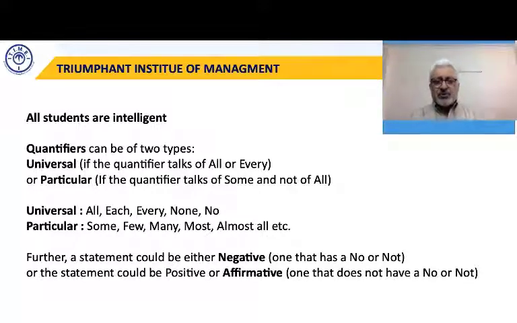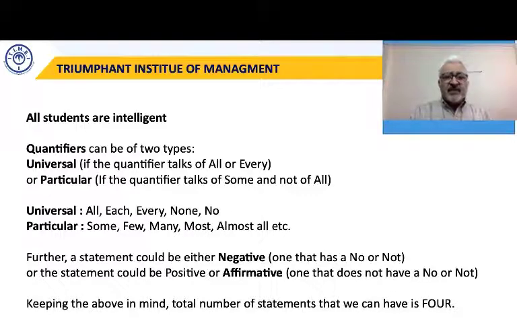All right. So, two quantifiers. A statement can be negative or affirmative. How many total kinds of statements can we have under this concept? The total number of statements that we can have is 4. I hope this is very clear. All right. How do we classify these 4 statements? We'll see on the next slide.